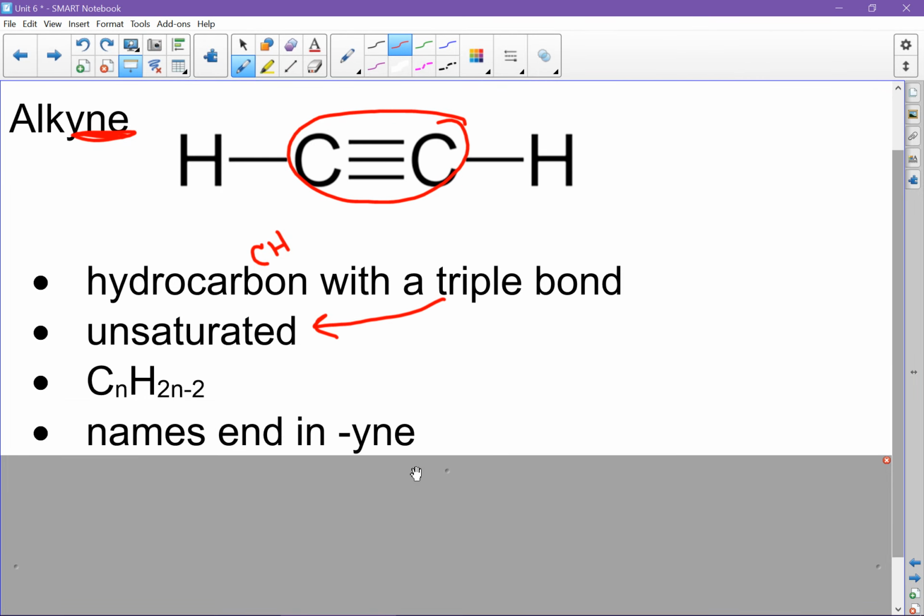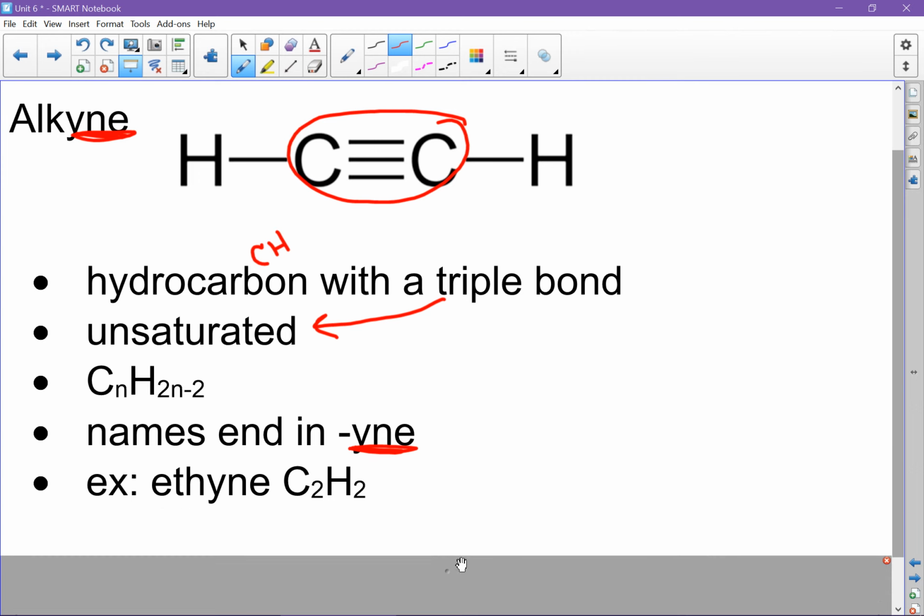And any name that you put will end in -yne. The prefix will still be based on the number of carbons. So in this example, we have 2 carbons, which makes this ethyne. Okay, so again, the -yne ending is from the triple bond. Eth happens because there are 2 carbons in there. And notice that the formula follows the 2n minus 2, and that's why we have 2 hydrogens here.